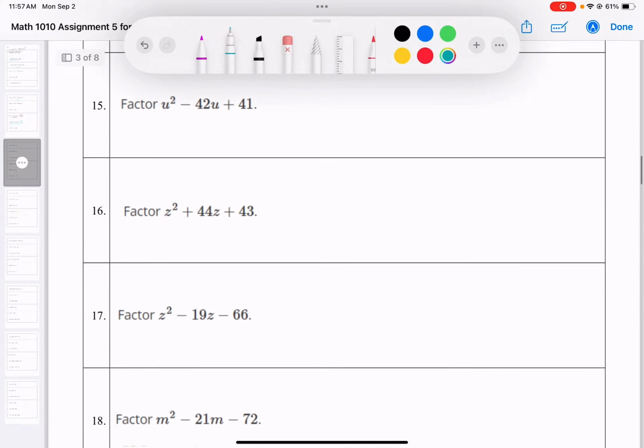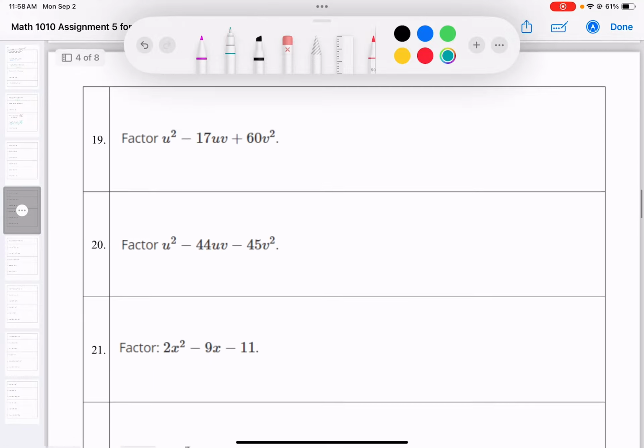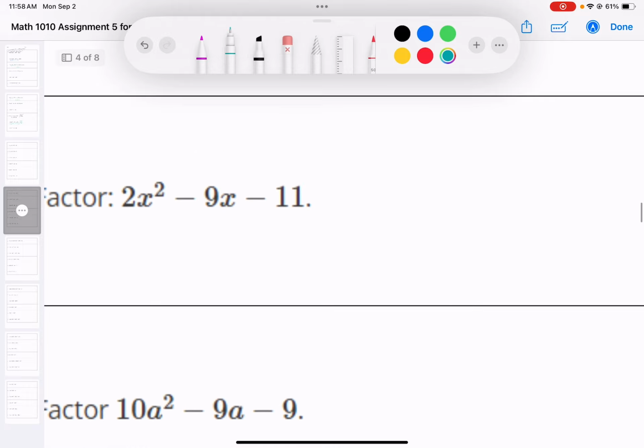These are all pretty straightforward. A equals 1. Okay, well, here's one where a doesn't equal 1.